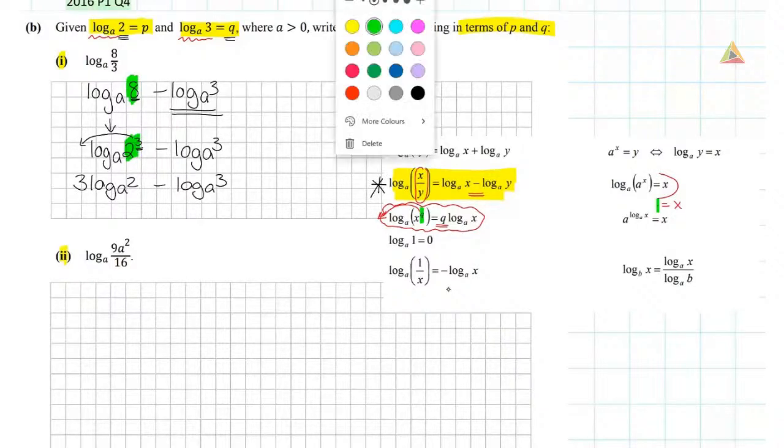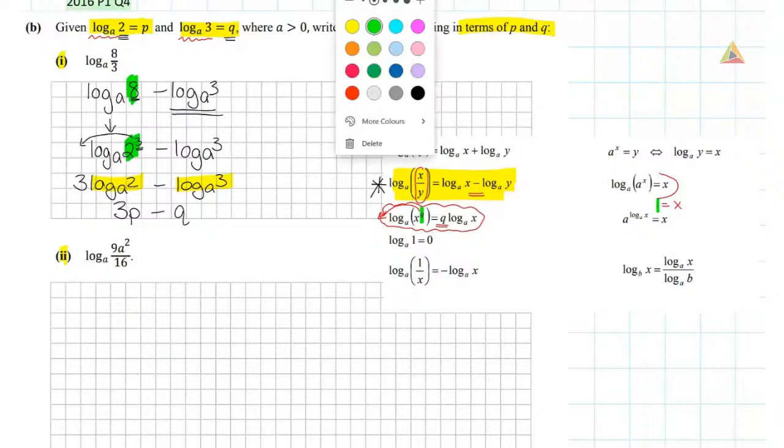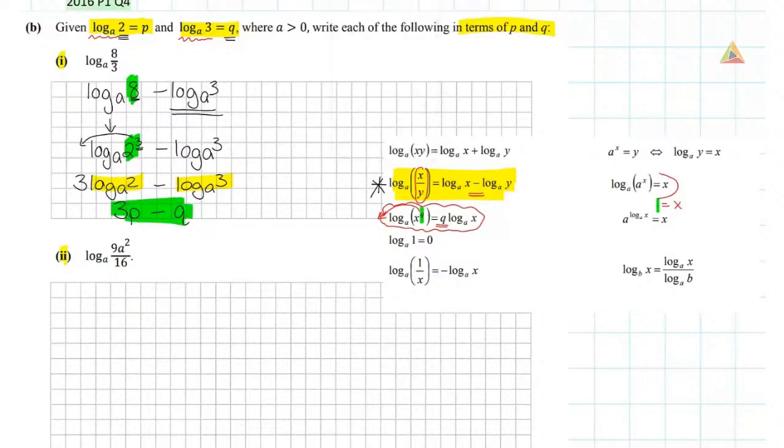And look what you've got then. Log to the base a of 2 is just p. Log to the base a of 3 is just q. So your answer is 3p minus q. And have we answered the question? Well, we've written it in terms of p and q, so we're good.